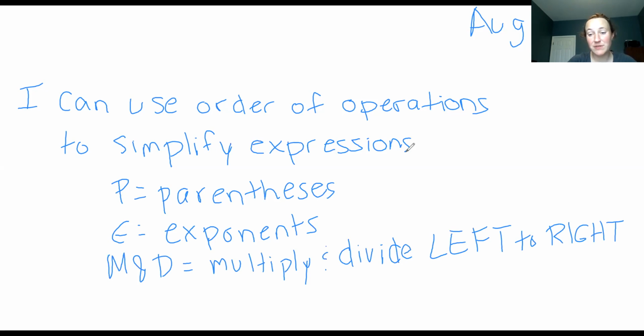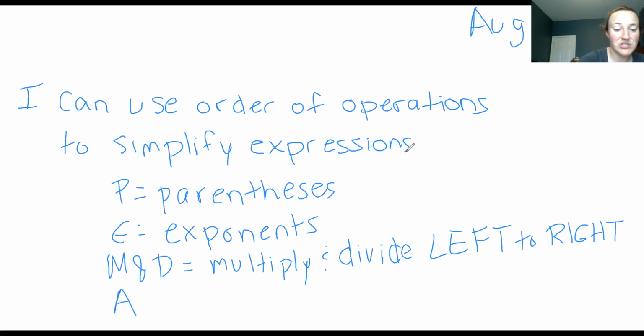So all of that should be down in your notebook. If you don't like me, you don't have to write left to right in all capital letters. I like doing that just so that way it stands out more because that's a really important rule. If that doesn't make sense to you yet, going left to right, you'll see an example later that hopefully will make that make more sense. Parentheses, exponents, multiply and divide.